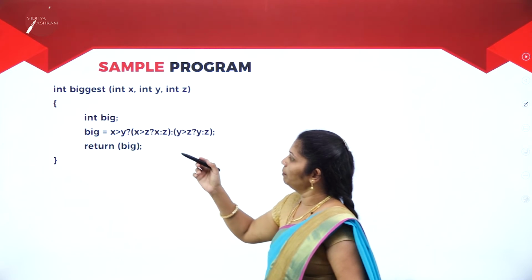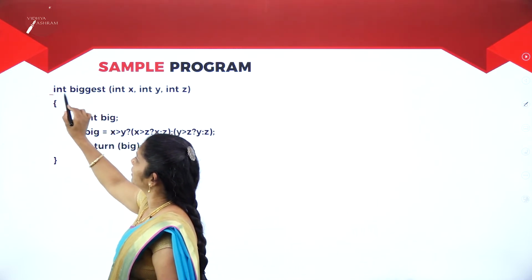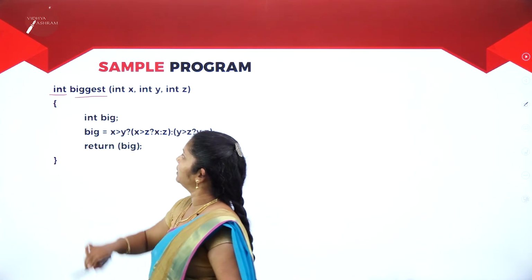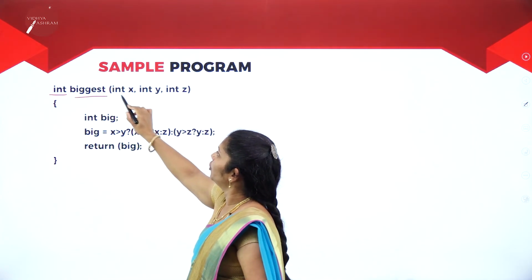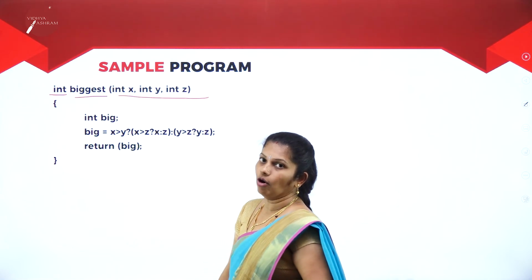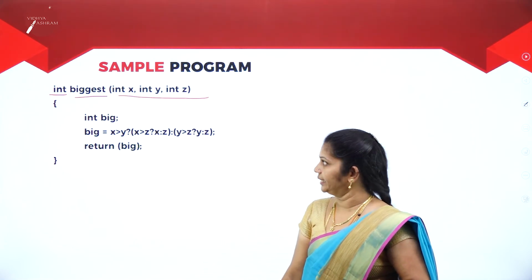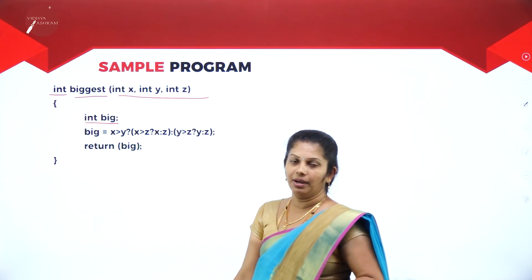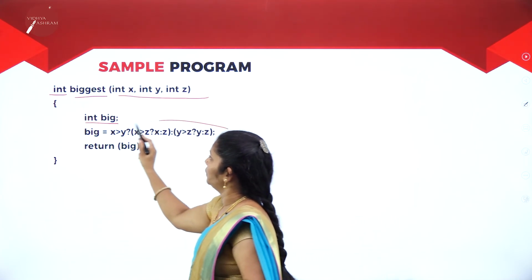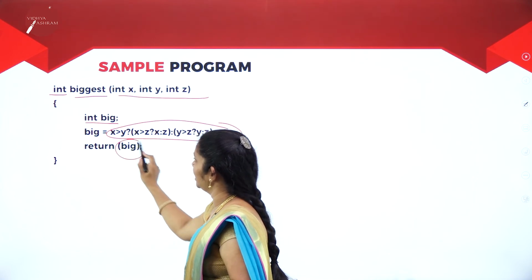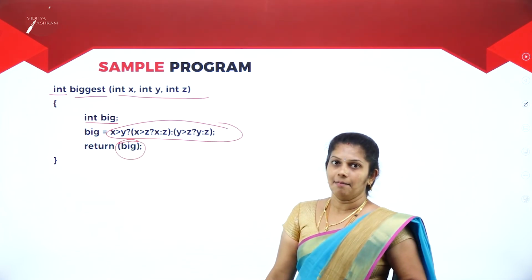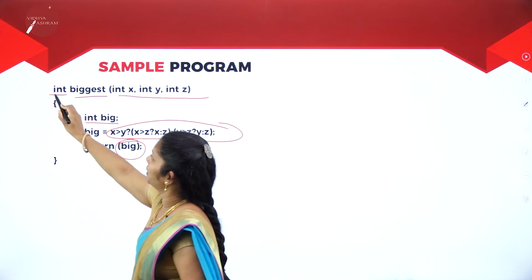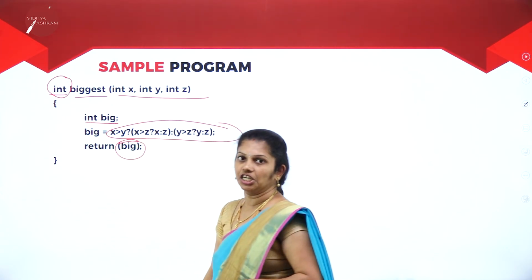But when we come to the subprogram, after calculation, the result we want to generate in integer format. The function name we have given is biggest. Here three arguments, x, y, z. All three we have declared as integer data type. Here we are taking one more variable, a local variable, int big. Then here we will do the calculation. After calculation, we will return big. It means that this big will move to the main program in integer format.